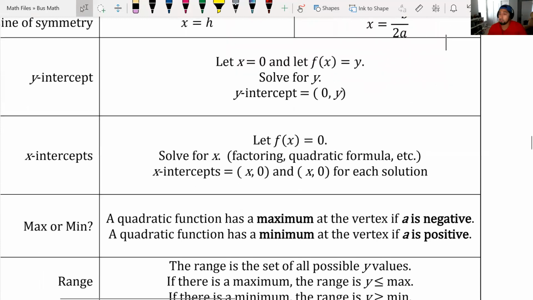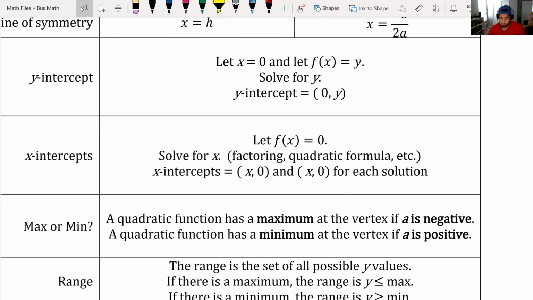Okay, but let's say this time X wasn't so easily solvable. Then there are other methods to find X. Factor it, use the quadratic formula, or complete the square. So now we have all these methods to solve for an X-intercept.